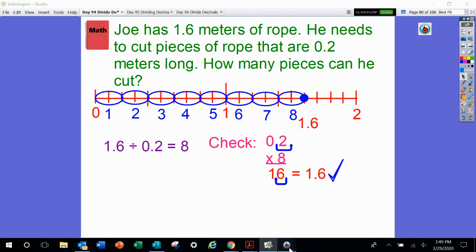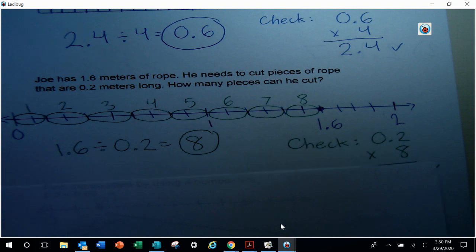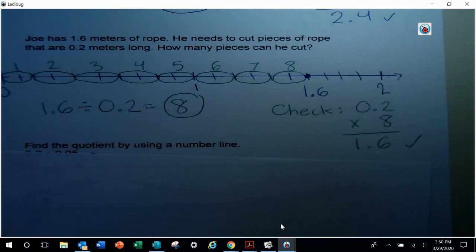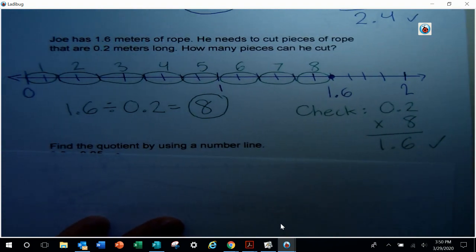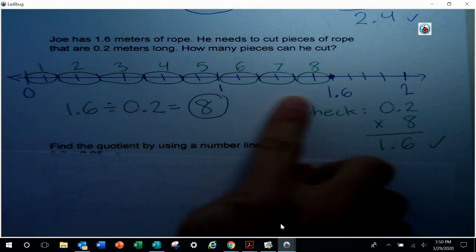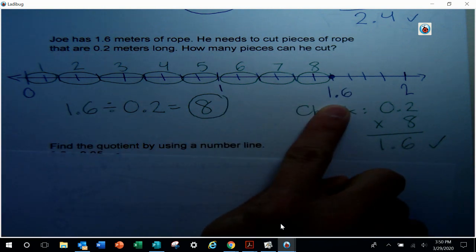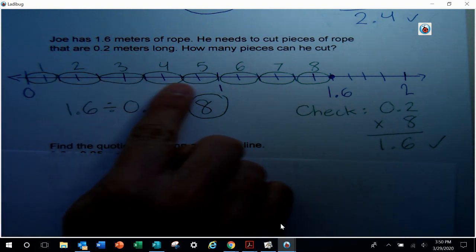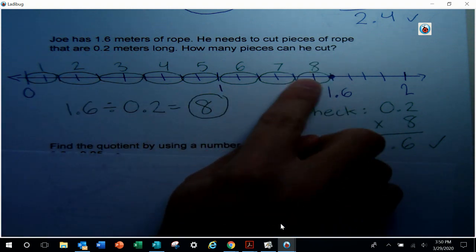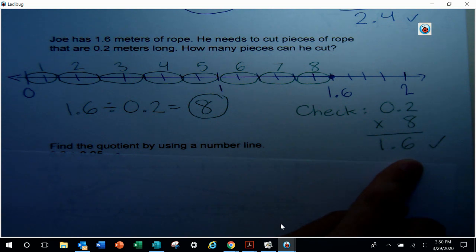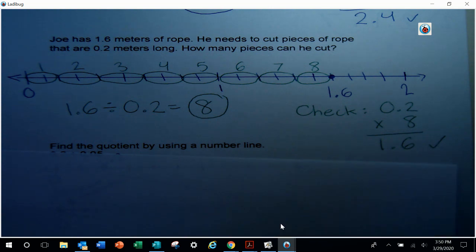What do I want your notes to look like? Okay, so we're on the second problem. Always make sure you include that check, right? So we have our 16 tenths, also known as 1 6/10, broken up into groups of 2/10. We were able to make 8 groups, and it checked out. That's what I would like in your notes for today so far, okay?